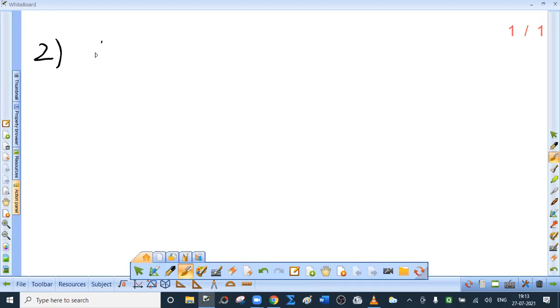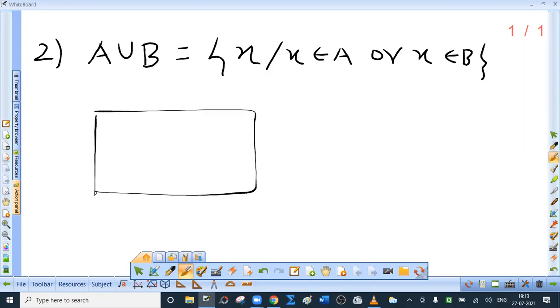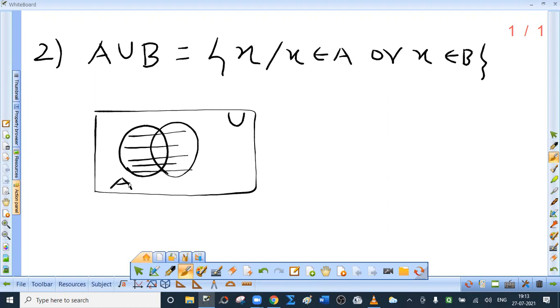Now union is denoted by this symbol U. So A union B, how will you define that? I will not consider an example because it is a simple one. All x such that x belongs to A or x belongs to B. This is A union B. Now, how to represent it? There are actually 2 possibilities. In fact, there are 3, but I'll just show you one possibility. So this is A union B. This is set A, this is set B. So this is about union.